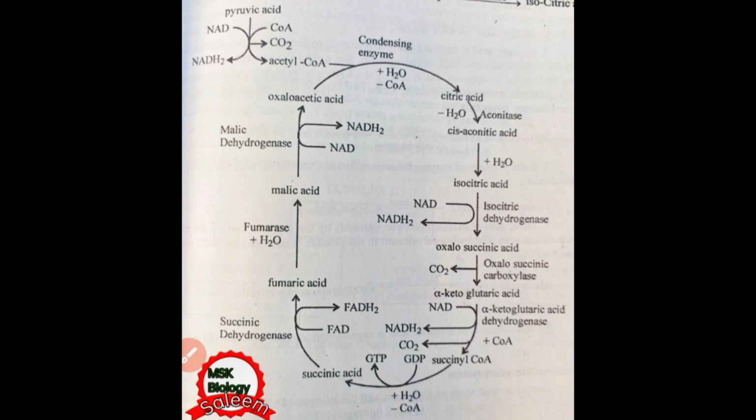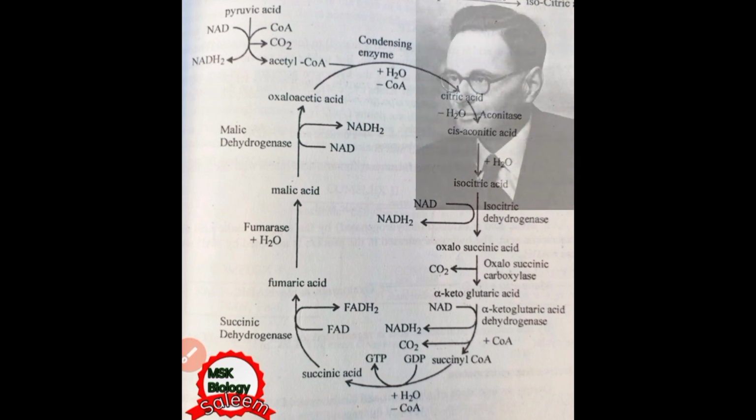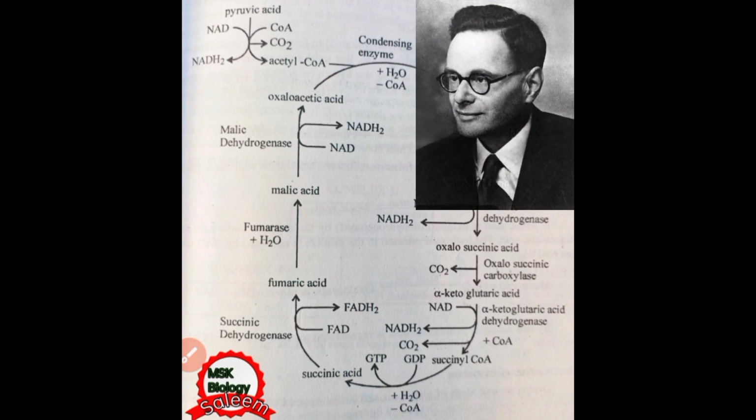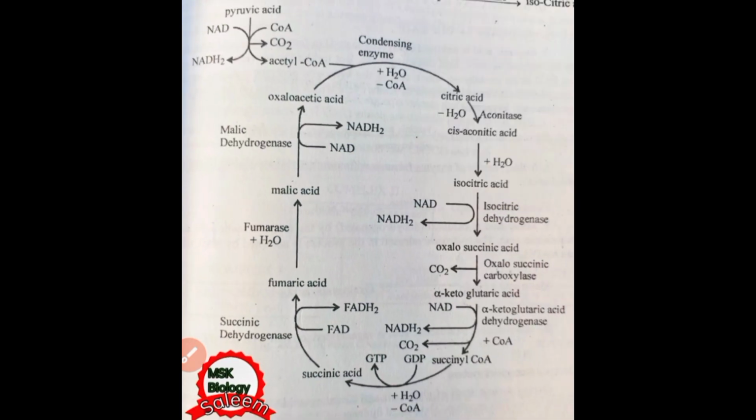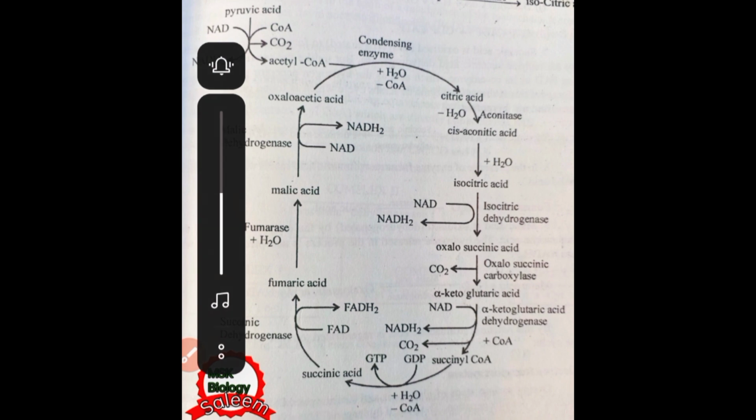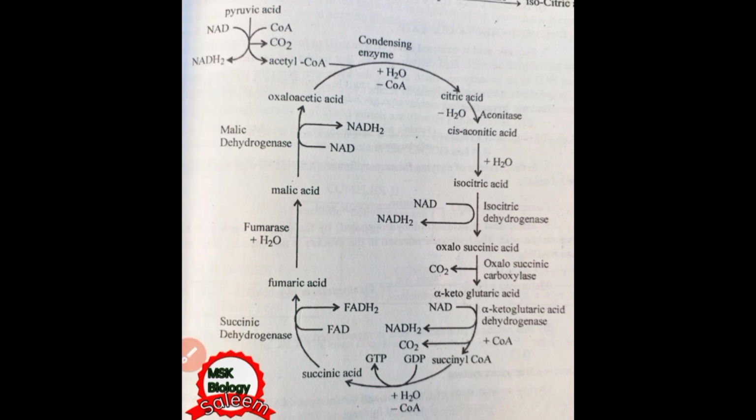This cycle was discovered by the British scientist Sir Hans Krebs. Therefore, this is called the Krebs cycle. It is also called the citric acid cycle, because the first stable molecule is citric acid. It's also called the tricarboxylic acid cycle, because the first stable molecule has three carboxyl groups, hence the cycle is called tricarboxylic acid.